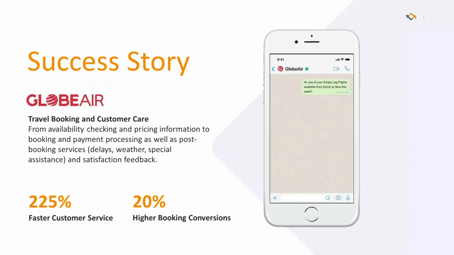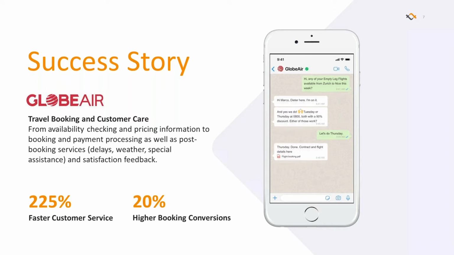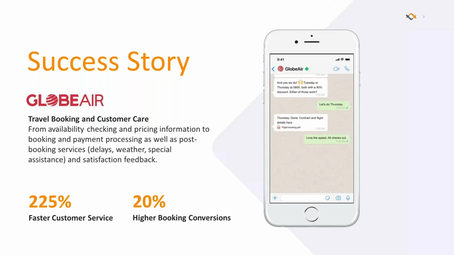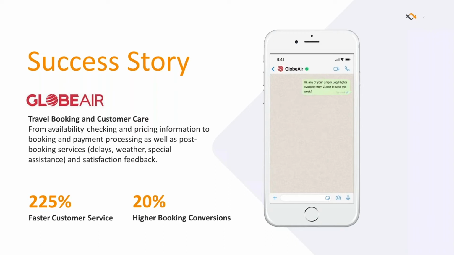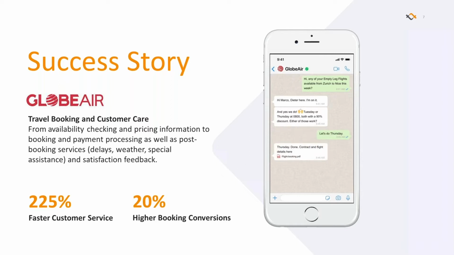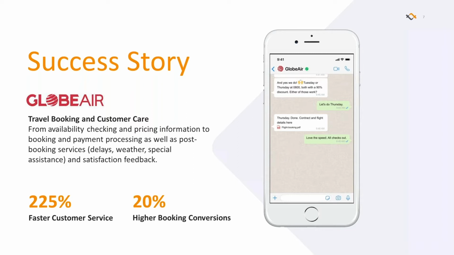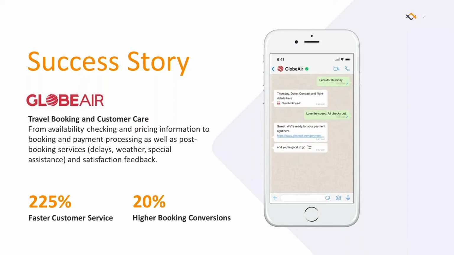The first one that I would like to share with you today is from Globe Air. Globe Air is a private jet charter in Europe, and they have been able to use WhatsApp for travel bookings and customer care. So from availability checking and pricing information to booking and payment processing notifications, such as with delays, weather updates, and even some other special assistance notifications. And they've even taken it one step further by offering post-booking services and satisfaction feedback. This enabled Globe Air to take care of their entire customer journey, all through using WhatsApp.